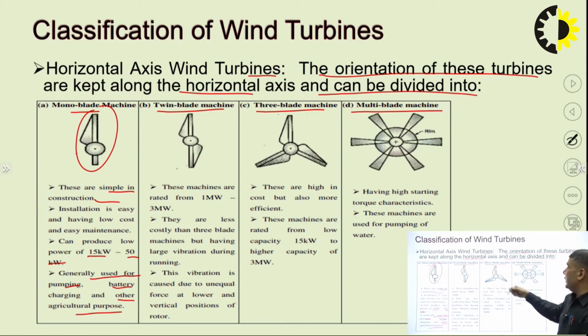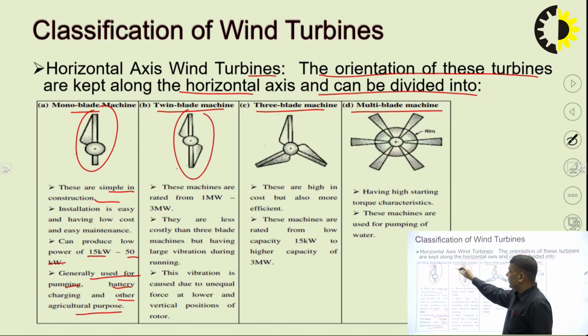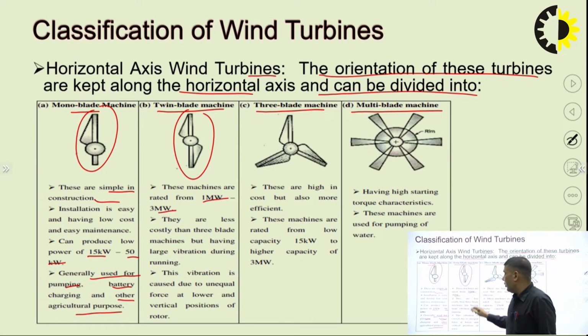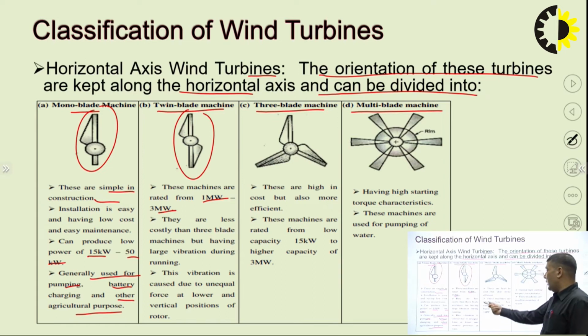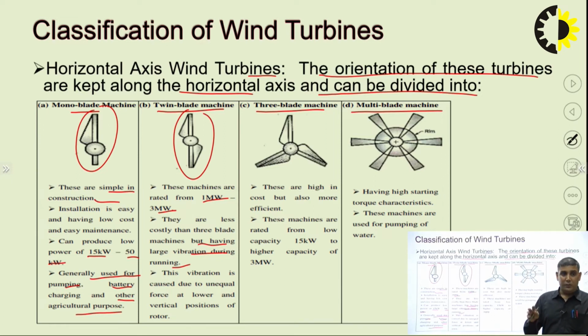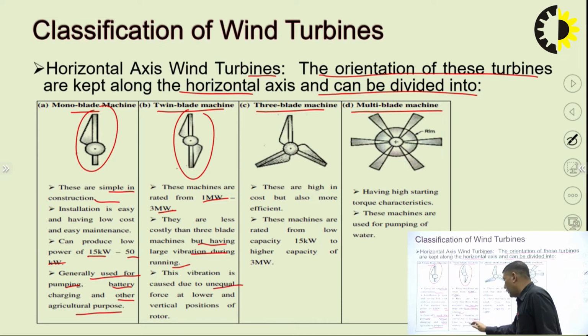Then we have twin blade machines, in which we have two blades. These machines are rated from 1 megawatt to 3 megawatts, and they are less costly than the three blade machine, but have large vibration during running. As the capacity increases, the vibration also increases. This vibration is caused due to the unequal force at the lower vertical position of the rotor.